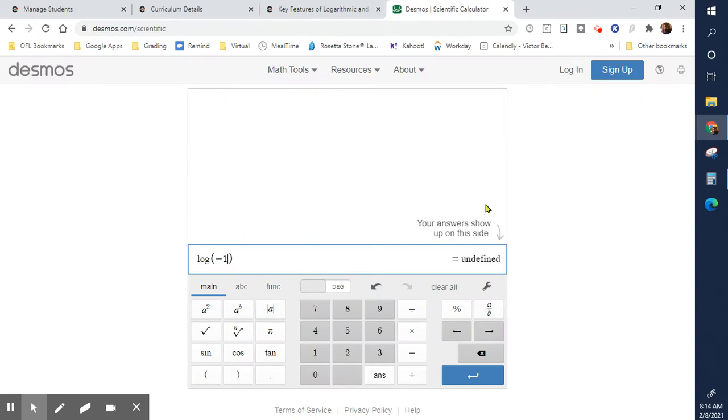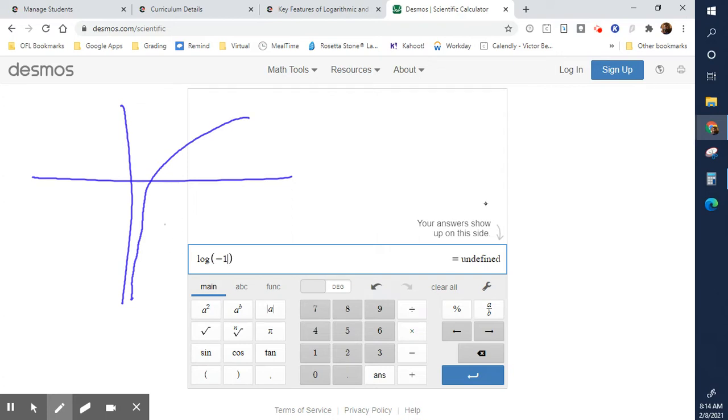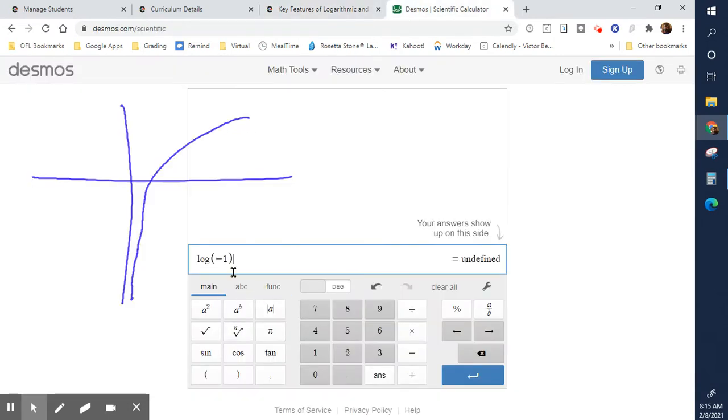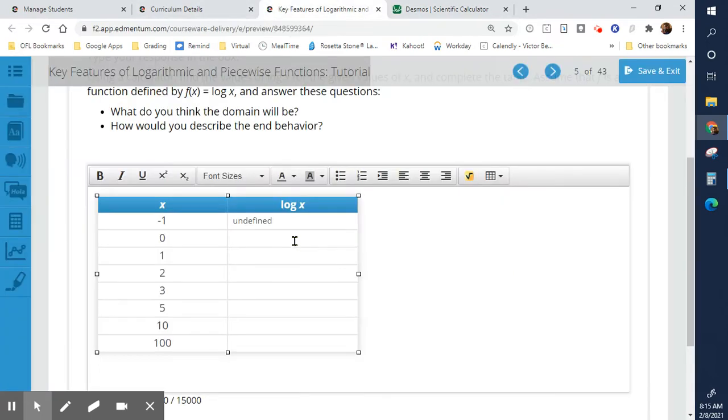And it says undefined. Now what that means is, in a log function, remember I said it never touches or gets past 0? Well, that means it can never be negative. It can be very, very close to 0. It can't be 0 and it can't be negative. So I have to write down that it's undefined. Now let's try the 0. As I mentioned before, it gets really, really close to 0, but never touches 0. So it'll still be undefined. I'm going to write undefined. It doesn't exist because it can't happen.